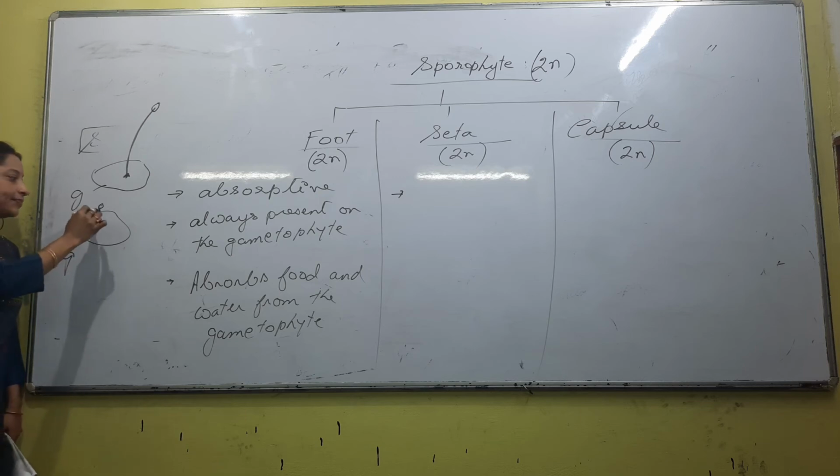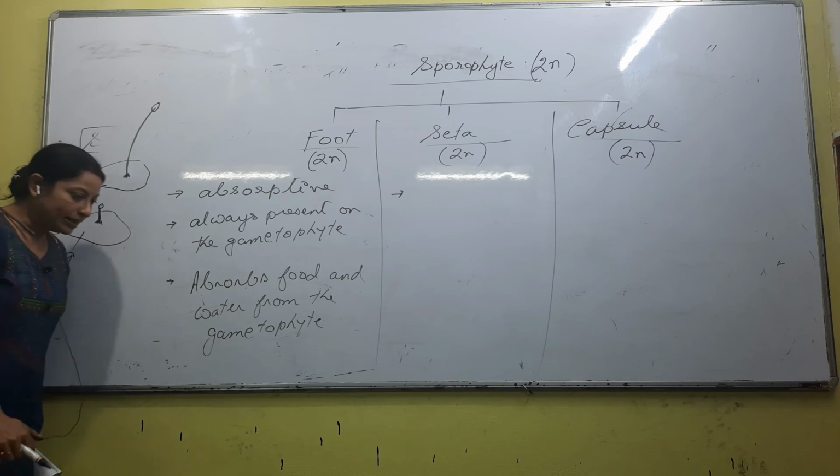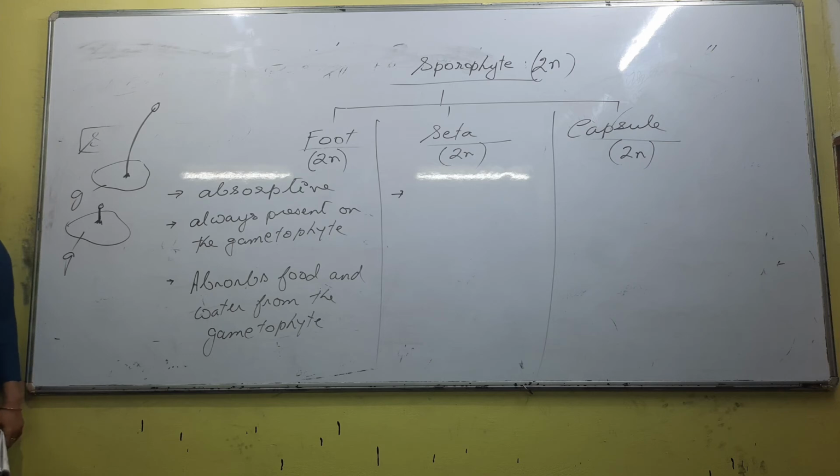In this case, the seta is short. In this case, the seta is long. What advantage or disadvantage will there be because of that? The height will depend, or it will do something. If the seta is short, then what will happen, and if the seta is long, then what will happen? Don't tell me that it will transport less and it will transport more, no. Something related with the spores.